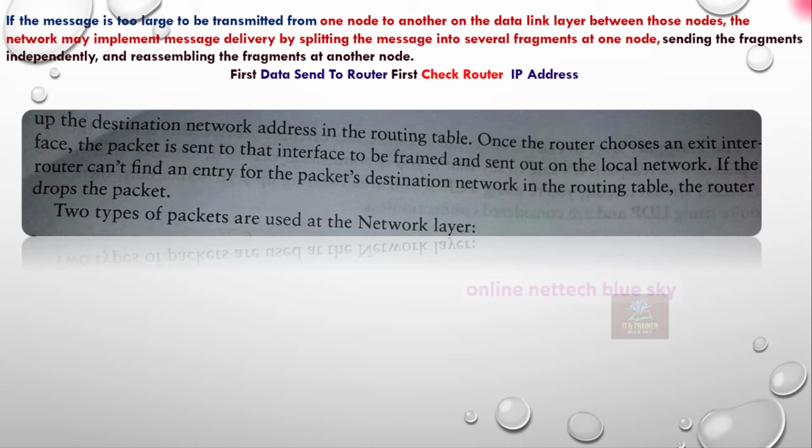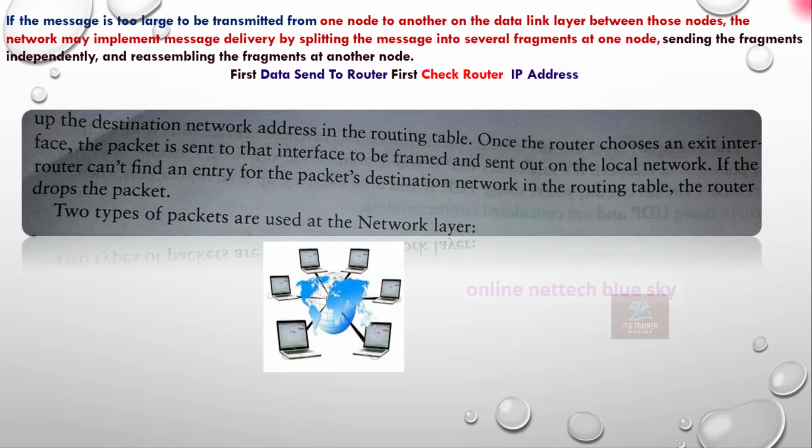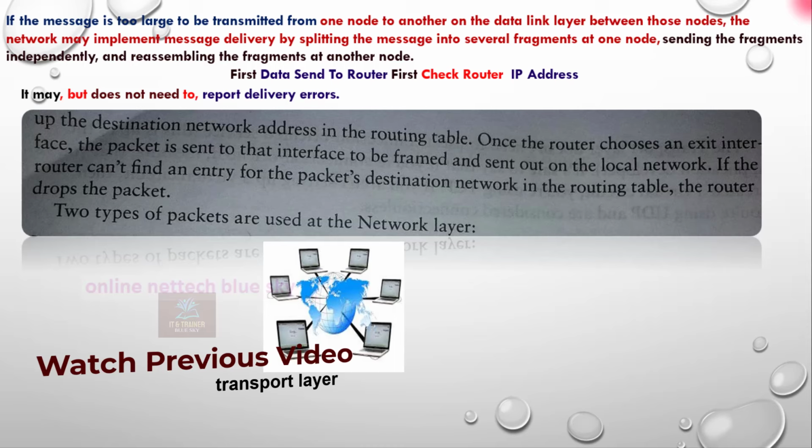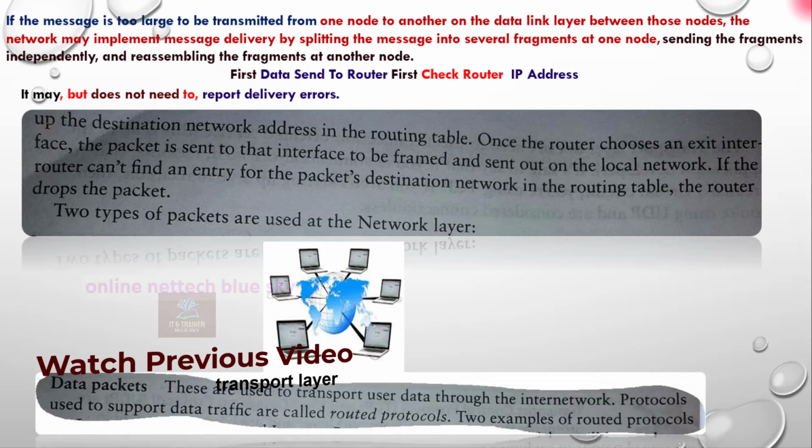First, when data is sent, the router first checks the router IP address. Data is sent from router to router, and this communication goes from one to another. It may not need to report delivery errors. Error means not replying with a report.